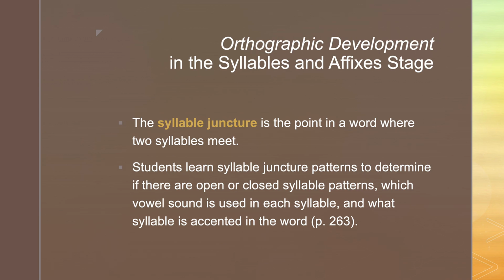And during this stage, students will learn about different syllable juncture patterns to determine if there are open or closed syllables in the word. They'll learn about which vowel sound, whether it's a short or a long sound, is used in each of the syllables, and they'll learn what syllable is accented in the word. So determining each of these components helps the learner make sense of the meaning of the word.